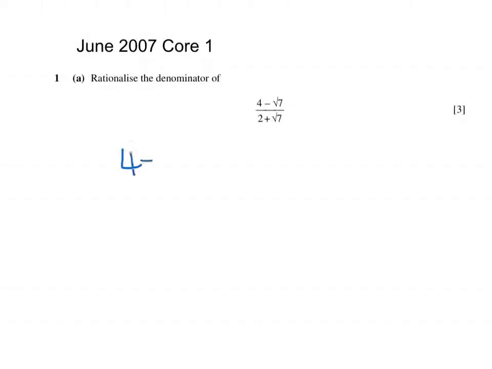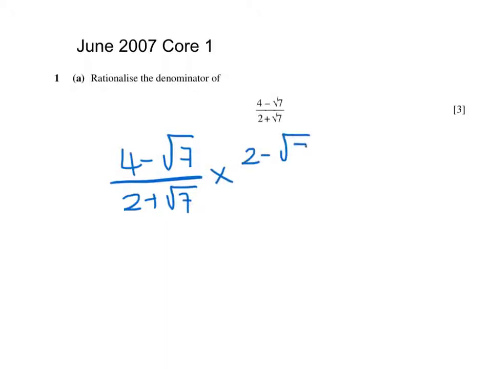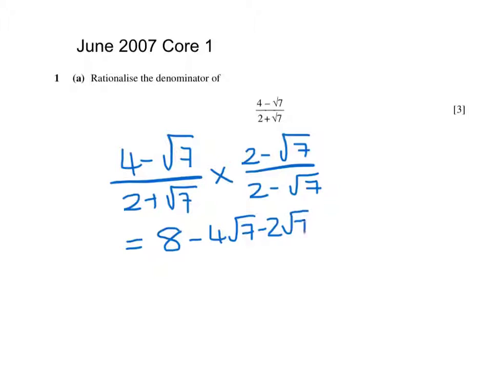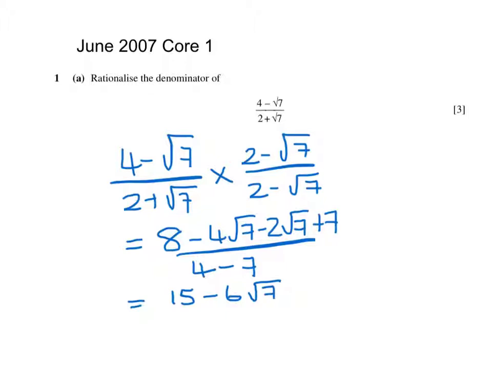To rationalise the denominator, we multiply top and bottom by 2 minus root 7. Top line becomes 8 minus 4 root 7 minus 2 root 7 plus 7. Bottom line is the difference of two squares, so it's 4 take away 7. 15 minus 6 root 7 all over minus 3.